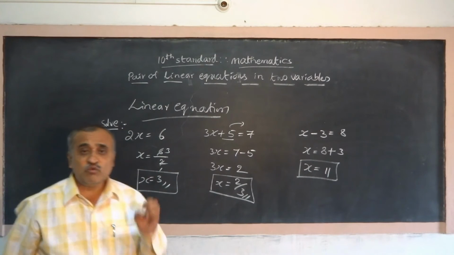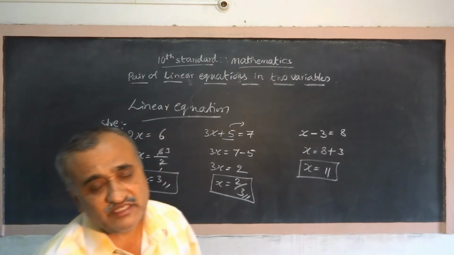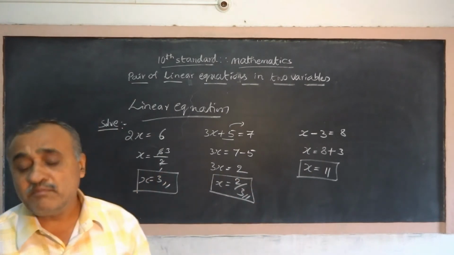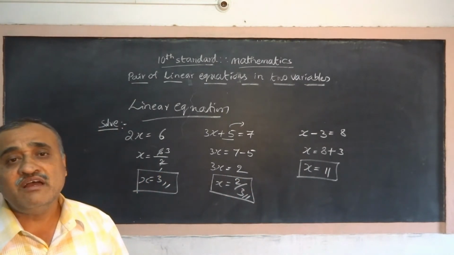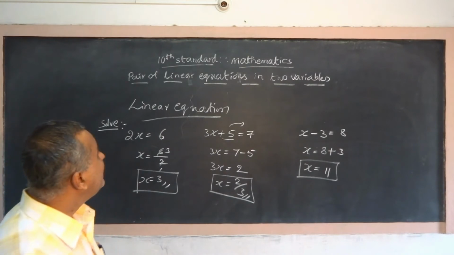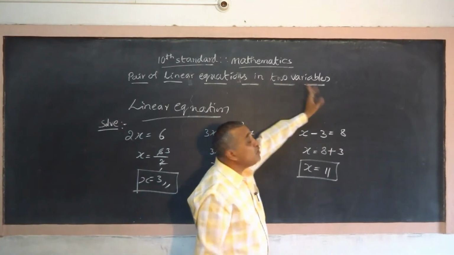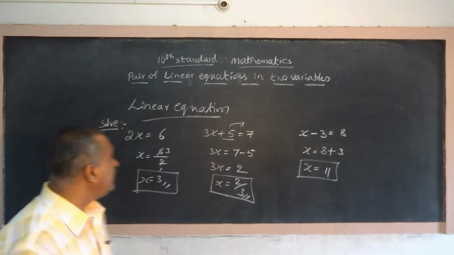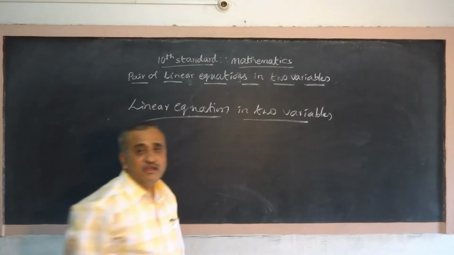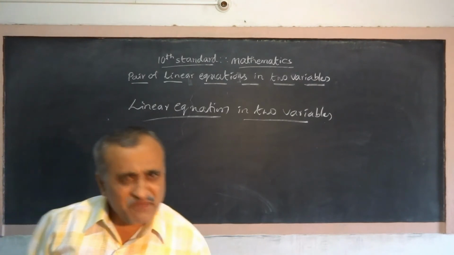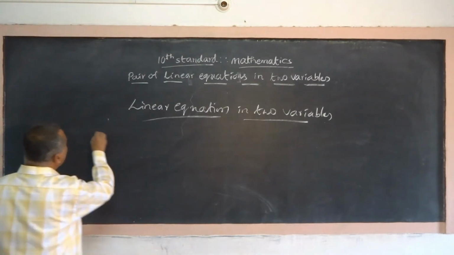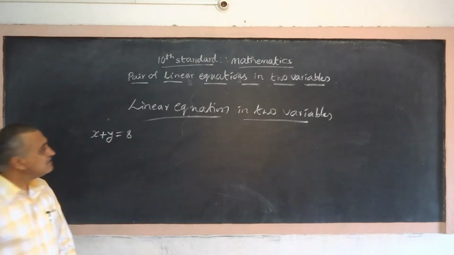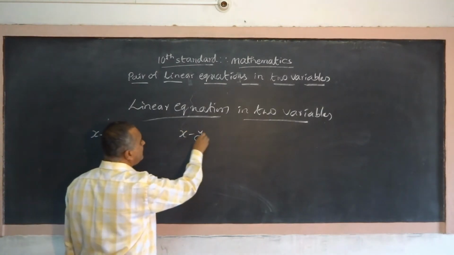Linear equations in one variable are solved in this way. Now we should pass on to linear equations in two variables. Now let us take two variables. Very simple, take x plus y equals 8. x minus y is equal to 6.